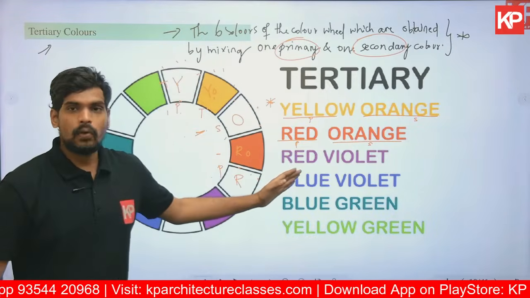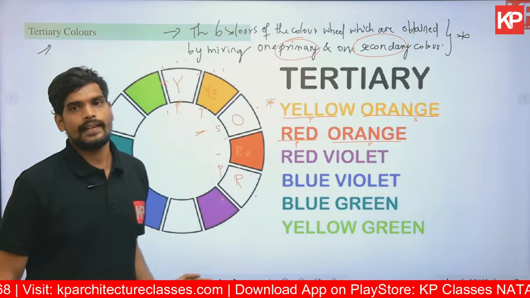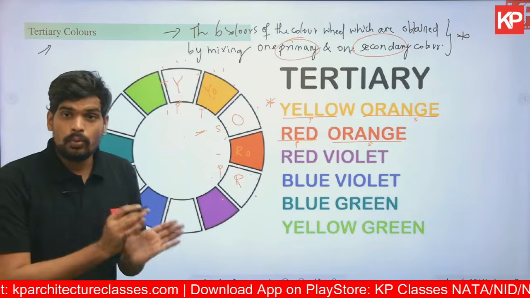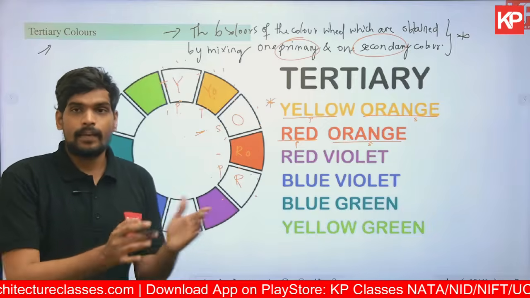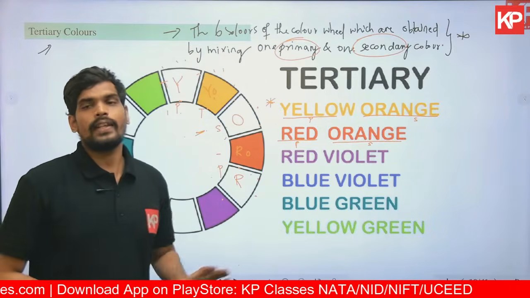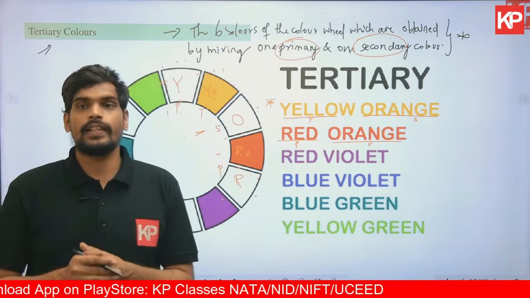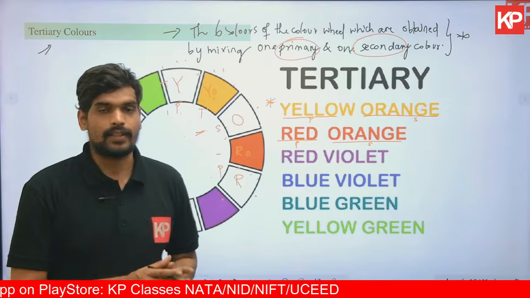Similarly, you can create red violet. Red is a primary color, violet is a secondary color. Mix them in equal quantities, you will get red violet. Blue violet, again, blue is a primary color, violet is a secondary color. Mix them in equal quantities, you will get blue violet, which is a tertiary color. Yellow green also similarly, yellow is a primary color, green is a secondary color. Mix them in equal quantities, you'll get yellow green, which is a tertiary color, right?